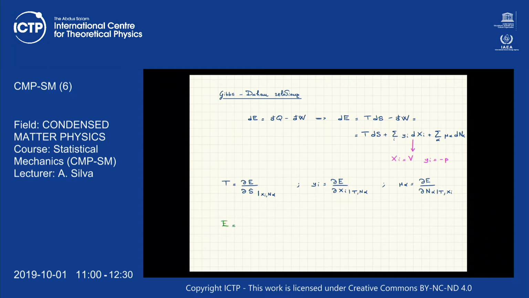E is now a function of the entropy S, of all these parameters xi, which are conjugated to the generalized forces, and of all the numbers of particles, which are conjugated to the chemical potentials. Okay? And now, these are all extensive parameters.